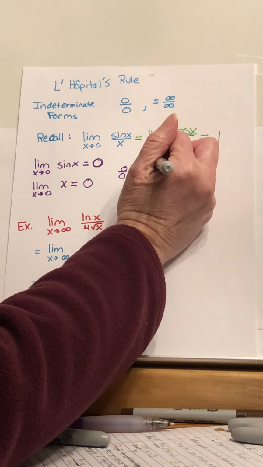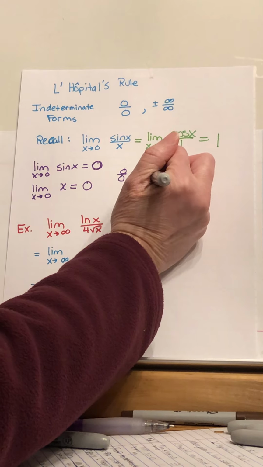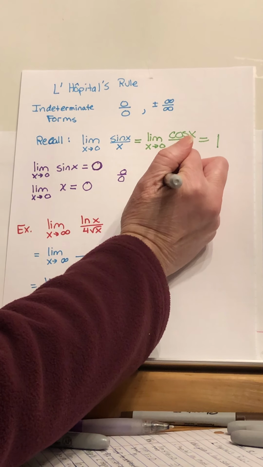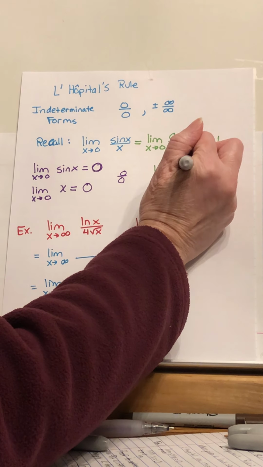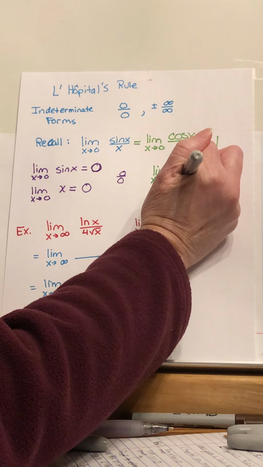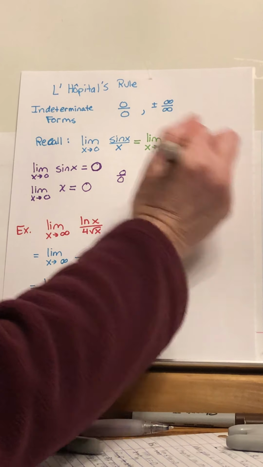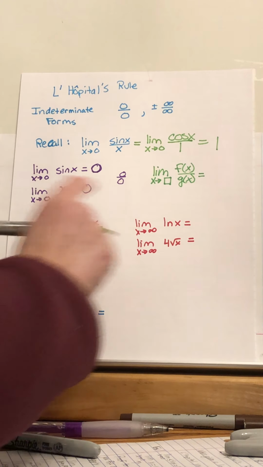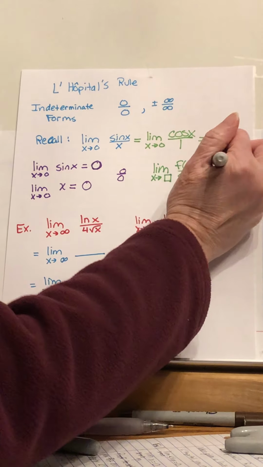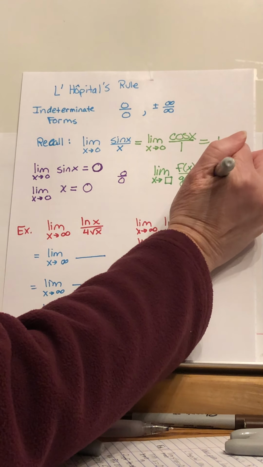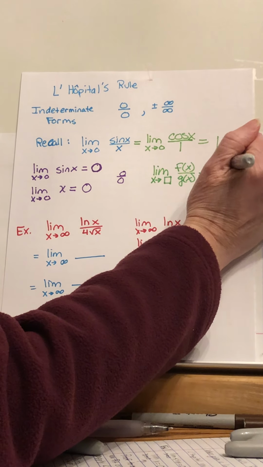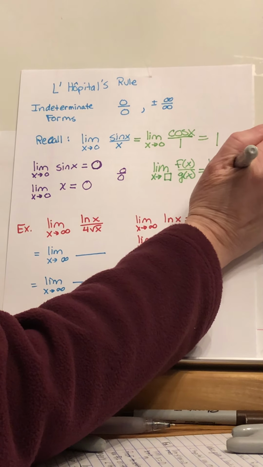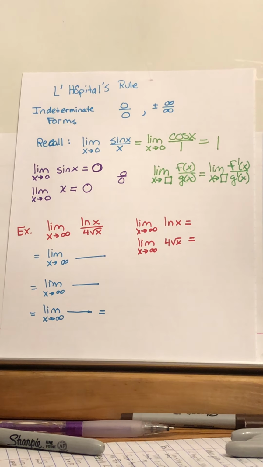So here's L'Hopital. L'Hopital says the limit as x approaches whatever we have for our input, function f over function g, is going to be equal to, as long as it's that indeterminate form, the limit as x approaches the same thing, but then it will be f prime of x over g prime of x. And that's L'Hopital's rule in action.